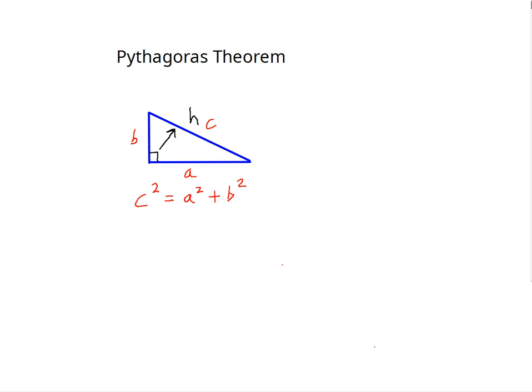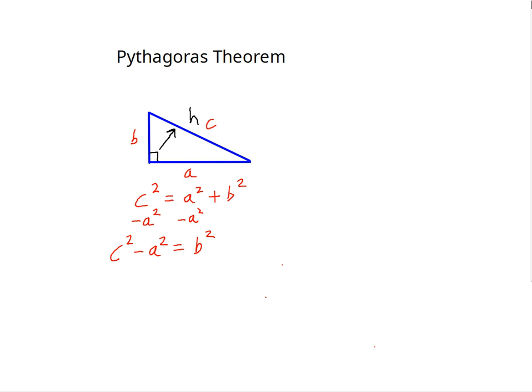With a little bit of rearrangement, we can use this formula to calculate the length of A or B as well. So I'll show you how to do that. We're just using a bit of algebraic rearrangement, so we're going to subtract A squared, first of all, from both sides. Remember, to keep an equation balanced, you have to do the same to both sides. So I'm just going to subtract A squared from both sides. That is going to give me C squared minus A squared is equal to B squared.